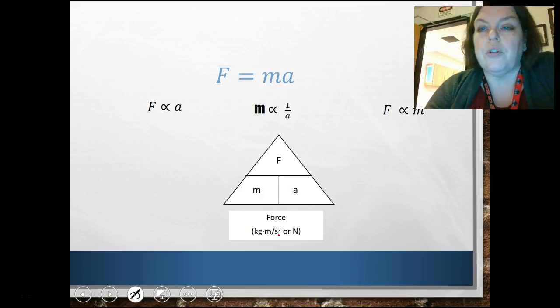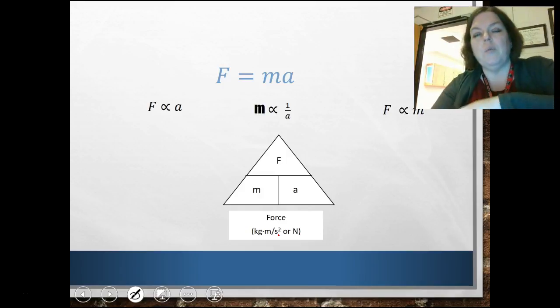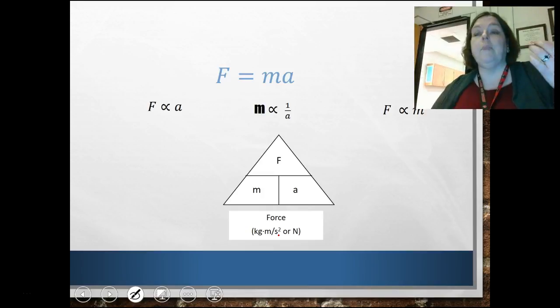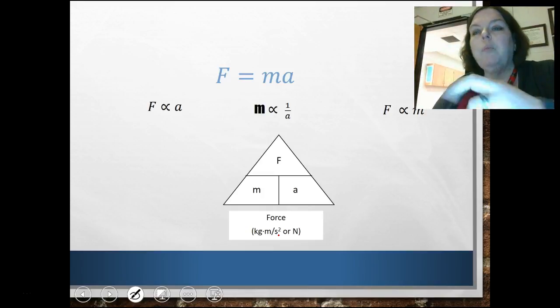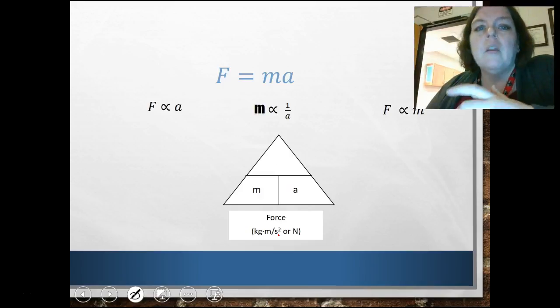Force is directly proportional to acceleration. Force is also directly proportional to mass, so it's above it. But mass is directly proportional to 1 over acceleration. Mass is equal to force over acceleration. So we can see this direct relationship and indirect relationship with an equation right away when we understand the mathematical reckoning of it.